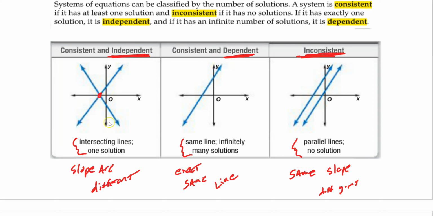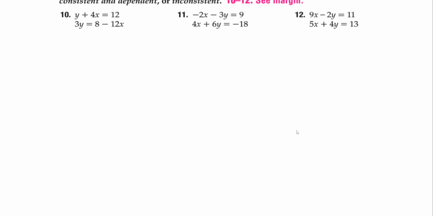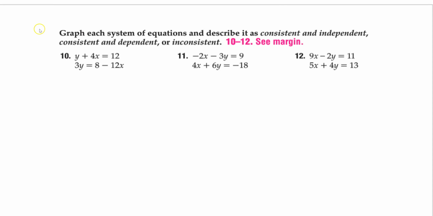So those three types of systems. We have independent when they cross once. We have dependent when they're the exact same line. We have inconsistent when they don't cross at all. So it's easy to tell when you graph which one is which, but what if I just give you an equation? Well, the easiest thing to do here is just put in slope-intercept form.